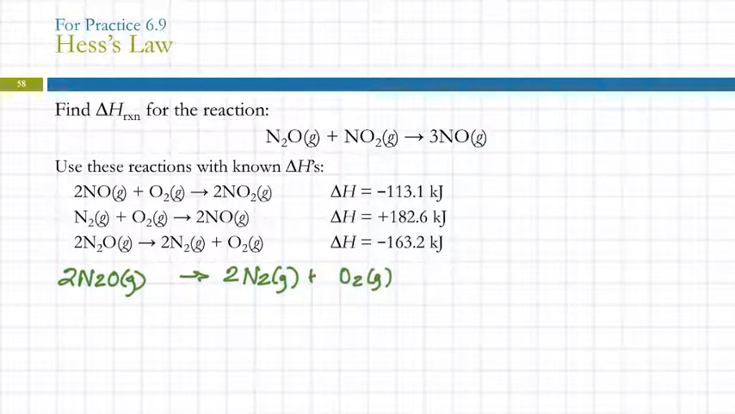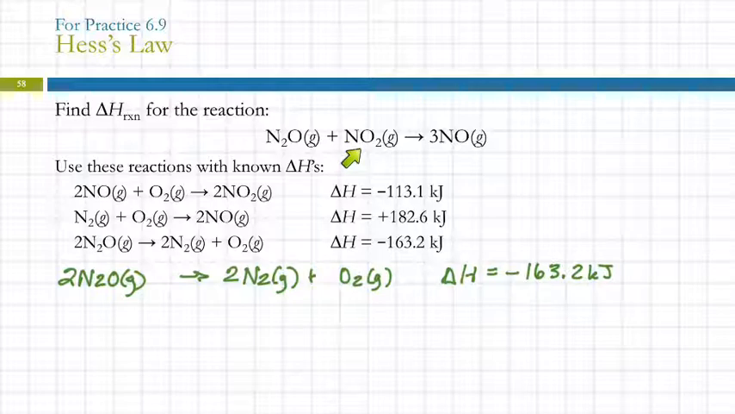And delta H for that. Did I do anything to the equation? Did I multiply it by a number or change the direction of it? No. So delta H is just the same as I was given, 163.2 kilojoules. Okay, so there's my reactant. There's too much of it, but we'll see what happens.